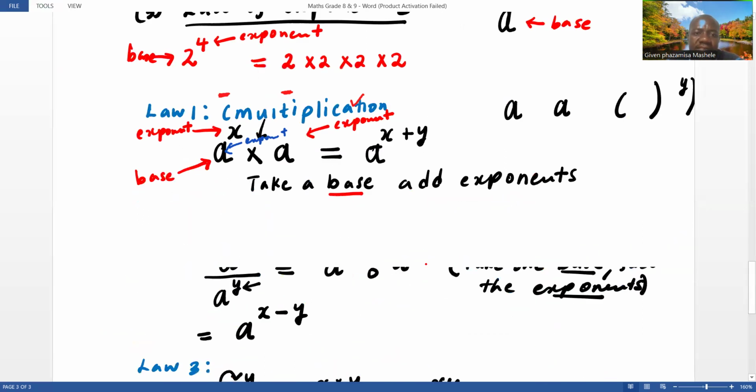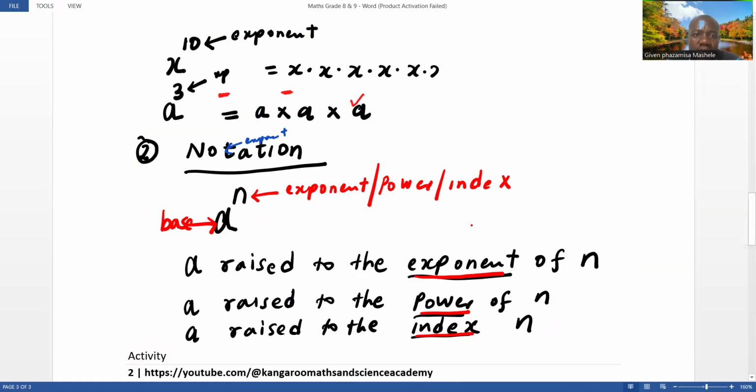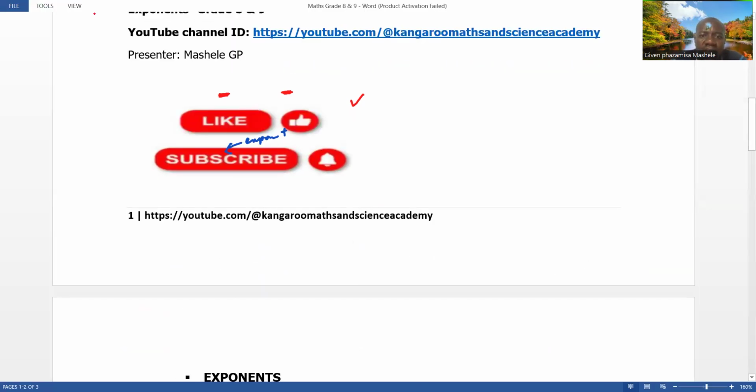Okay? So we went through law number 1, law number 2, law number 3. And now I want to talk about the last law by just looking at an example. Okay, I'll just write it here. Law number 5. Sorry, this is law number 6.